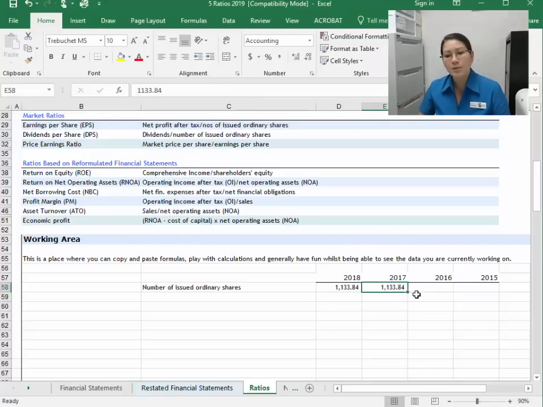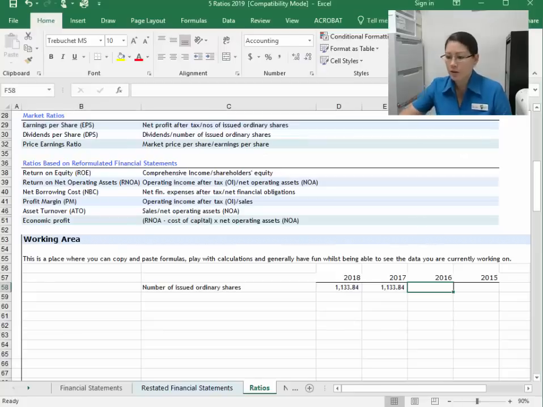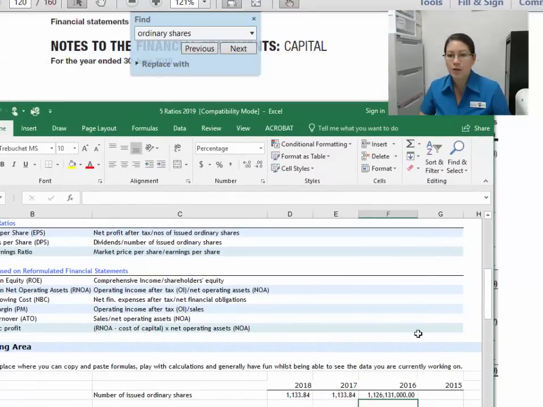The reason Excel comes up with hash values is because my cell width isn't wide enough. So I'll just show you with this one, 1126131. 1126131.000. Let's just put the full thing in. So the contents of my cell are too wide to be displayed in that narrow space. So I can just rectify that by double clicking. Double clicking that, and then it widens my cell.